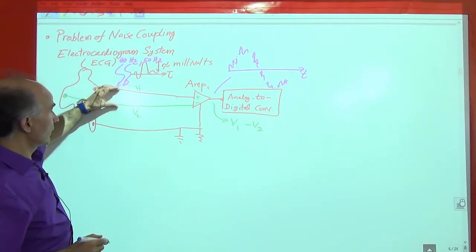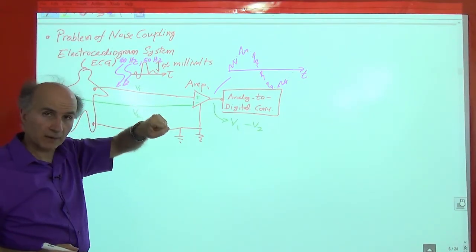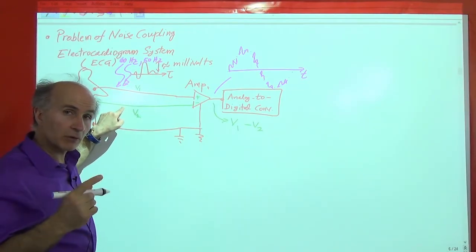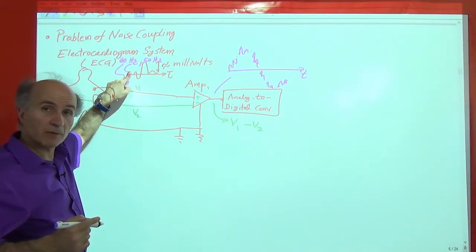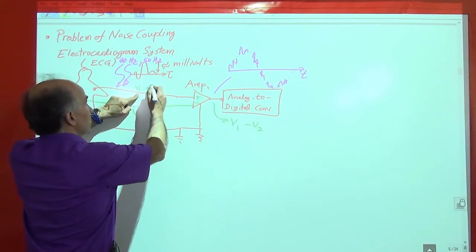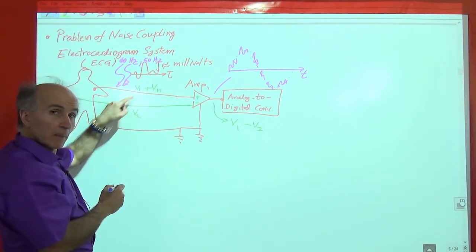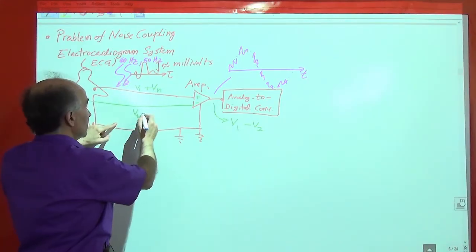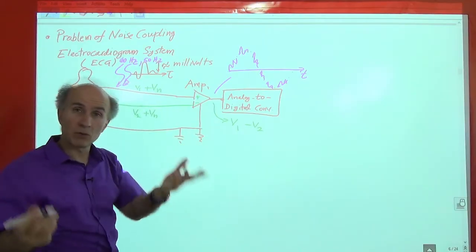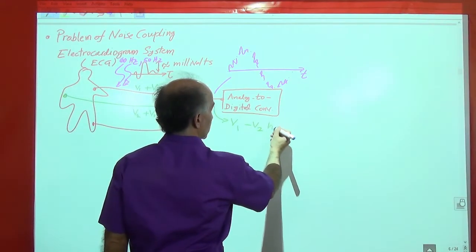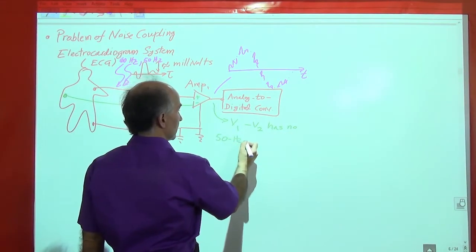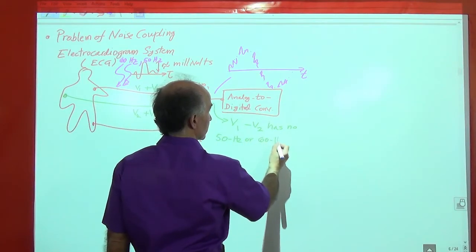Now if these two lines are nicely packaged together so that the two pick up the same amount of noise from the 50 hertz or 60 hertz, then yes, this will have some noise on it. We'll call it Vn for noise. But this will have the same amount of noise, so this will be also plus noise. So V1 minus V2 will have no noise. So it has no 50 hertz or 60 hertz noise.